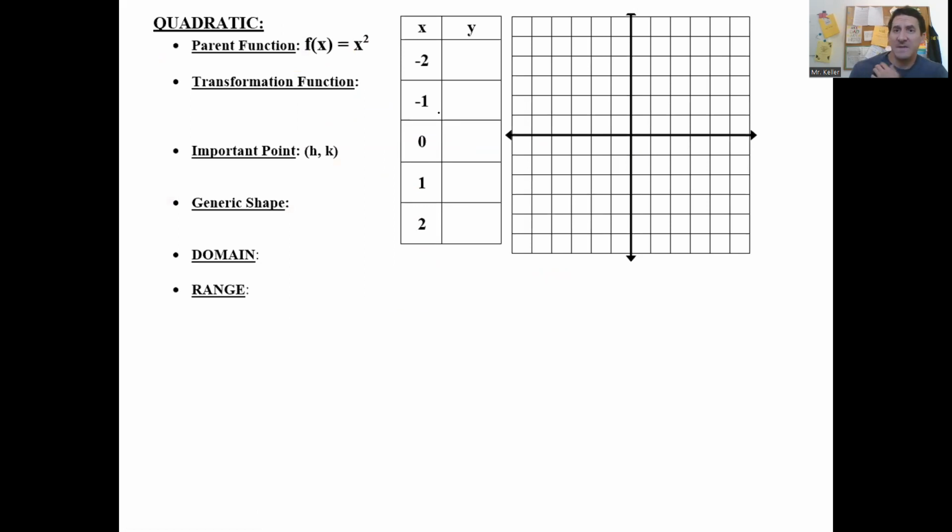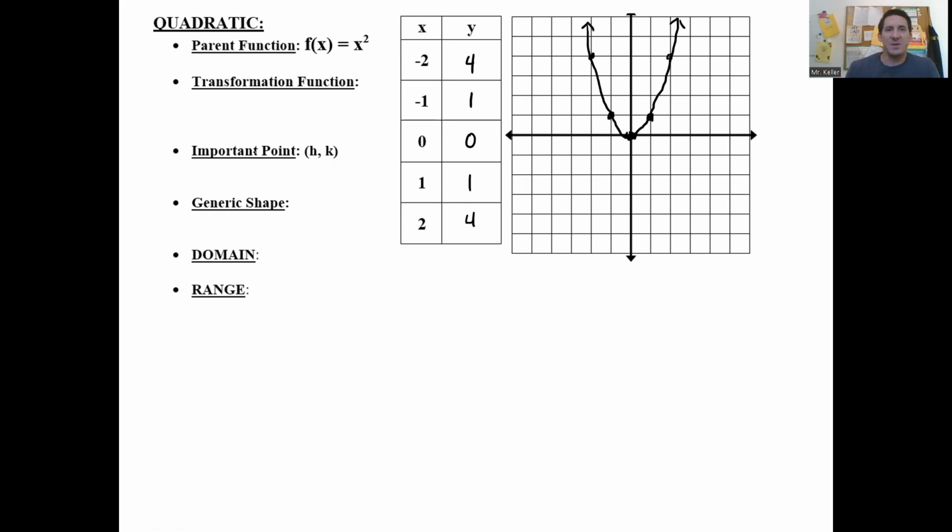We did this a few lessons ago, the standard. So we make a table of values. We're just going to square the x values here to get the y. So -2 squared is 4, -1 squared is 1, 0 squared is 0, 1, 4. And then I'm going to plot these points. So -2, 4 is here, -1, 1, 0, 0, 1, 1, 2, 4. And then here is what that parent function is going to look like.